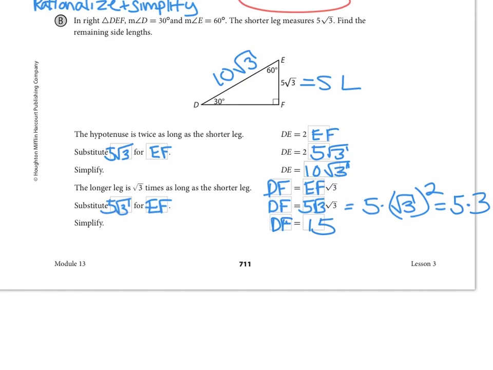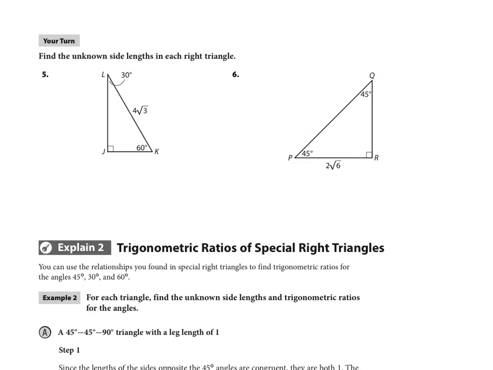So that's our application problem. On the next page, we want you to go ahead and do your turns number 5 and 6, seeing if you can find the missing side lengths of each of these special right triangles. We're going to do lots of practice with this the next time we're in class, but let's see what you can do with just these 2 basic examples, okay?